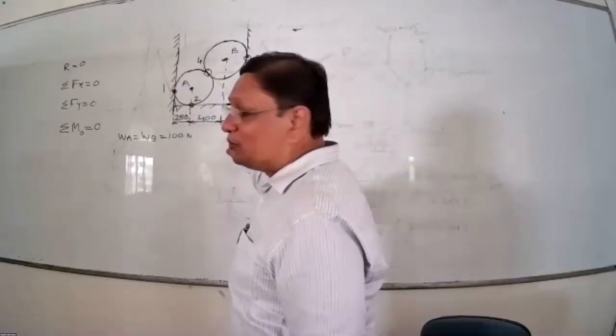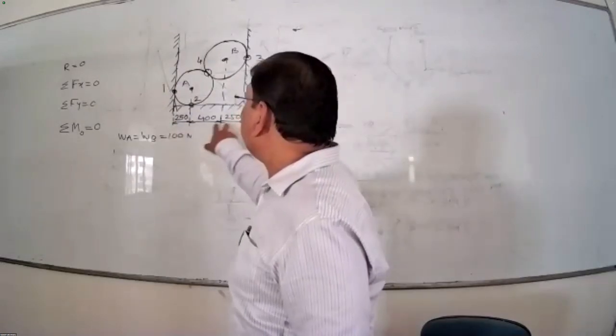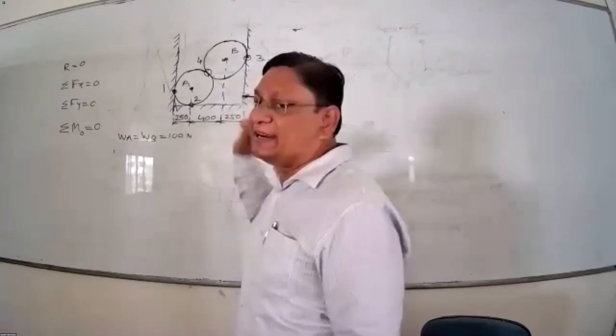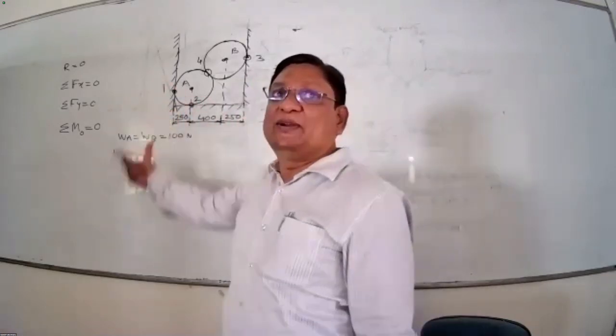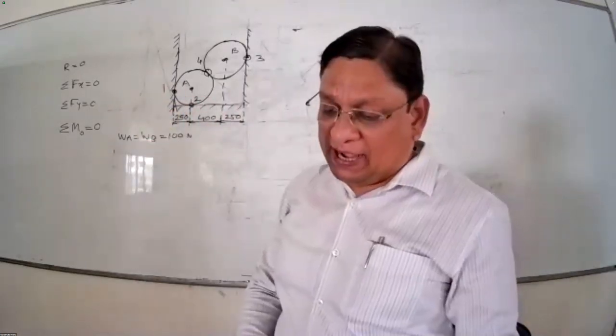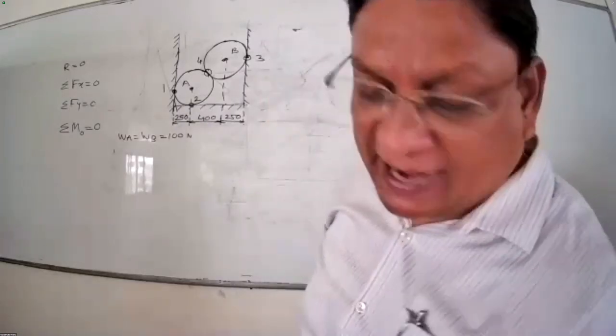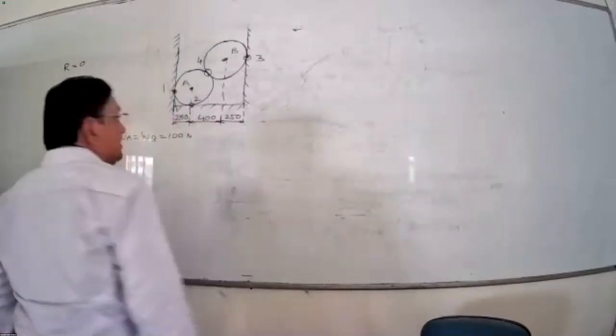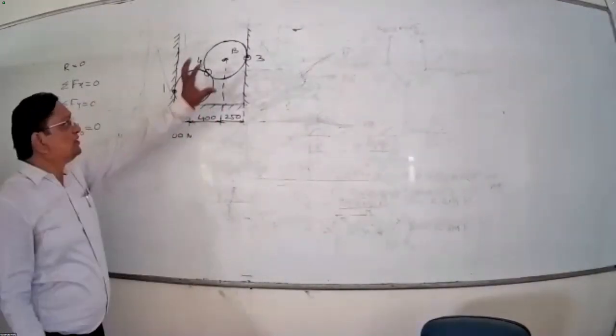Okay. So this is 250, this is 250, and the horizontal distance between A and B is 400. So the total will be 900. The width of the channel is given as 900 millimeters. And you have to determine the reactions at the supports. So the very first thing, I will find out how many supports are there. Observe the diagram carefully.